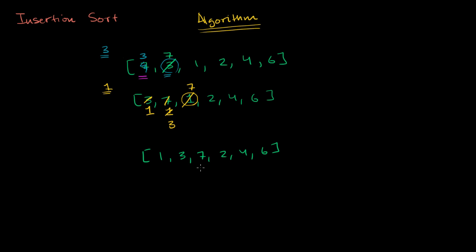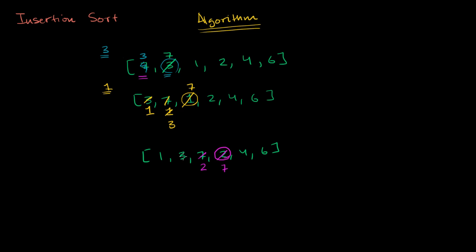So let's now go to the next item in the list, and that is this 2 over here. And so we compare the 2 to the 7. 2 is definitely less than the 7. So let's put the 7 where the 2 is, and let's put the 2 where the 7 is.